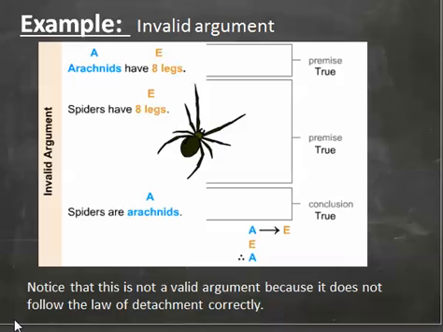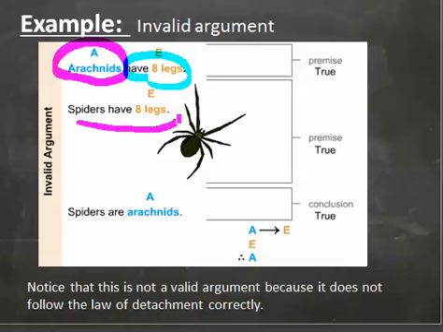Notice that this is not a valid argument, because it does not follow the law of detachment correctly. So I've got, this is A, arachnids. I'm talking about them. They have 8 legs. Spiders have 8 legs. That's true. Spiders are arachnids.